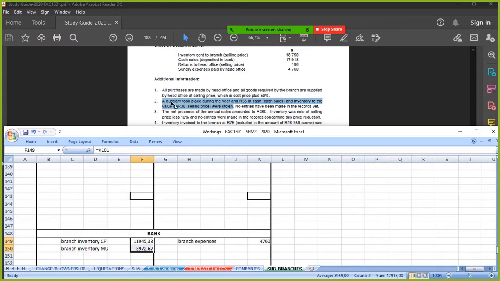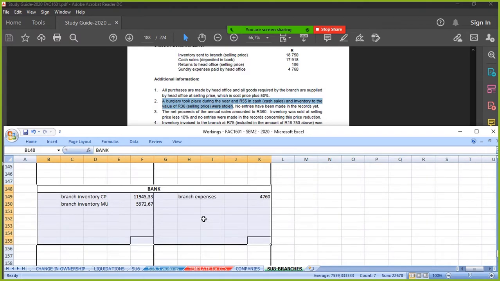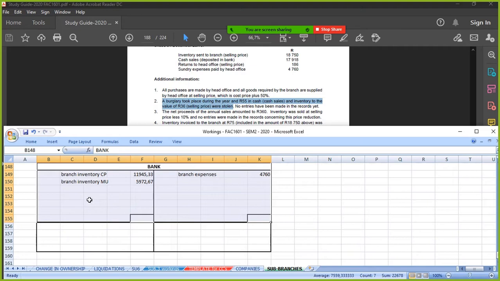They say the burglary took place during the year and 55 Rand in cash, and then in brackets they tell you this is cash sales. So that means you lost 55 Rand in cash sales. Okay, so the bank lost 55 Rand, but then you need to provide for the separate loss, as this will be theft of cash. But is this for the branch? Yeah, it is for the branch.